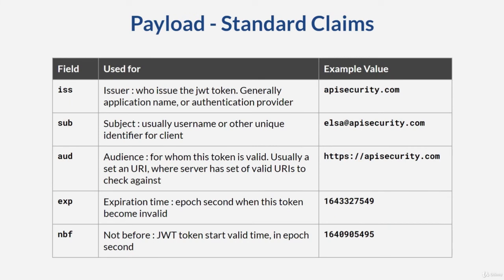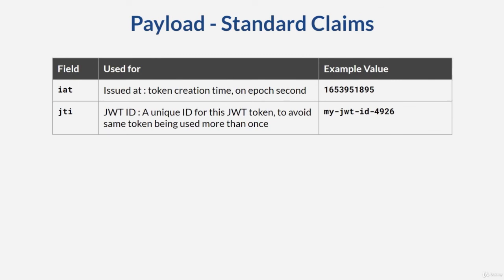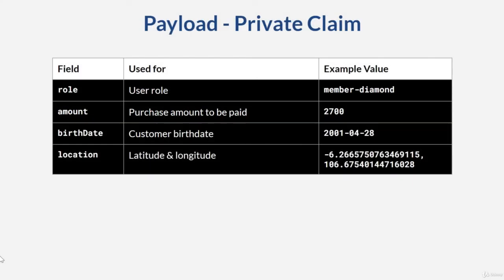These are the standard fields for the payload. These fields are usually called claims. Pause the video for a while if you want to read the details. Other than the standard payload fields, or standard claims, we can also have our own fields, depending on our own needs. They are called private claims. For example, we can have these private claims.